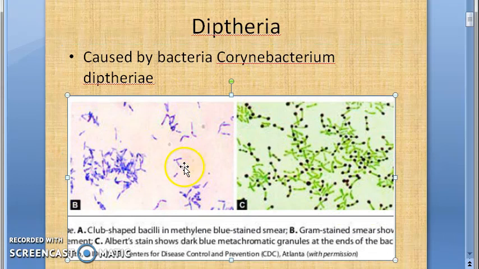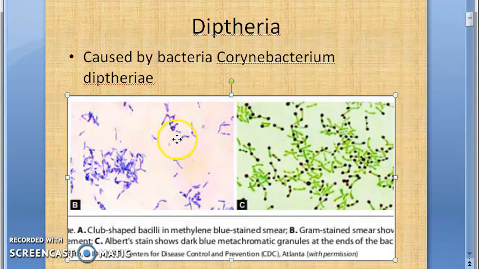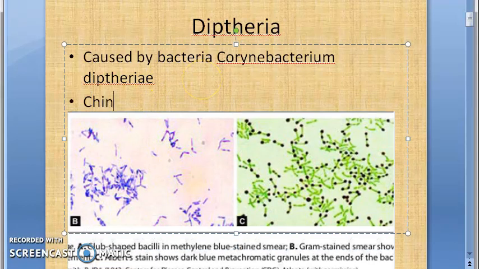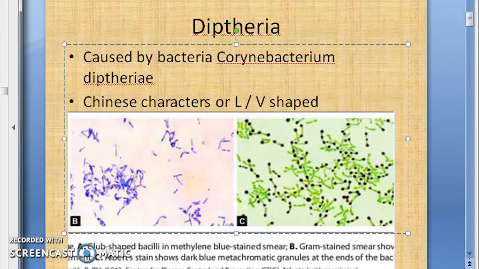The bacteria look like this. This is in the Gram stain and this is the Albert stain. Just note that they look like Chinese characters, L or V shaped. Let me write that here. They are Gram positive bacilli. And one more thing you have to write is that they have metachromatic granules.